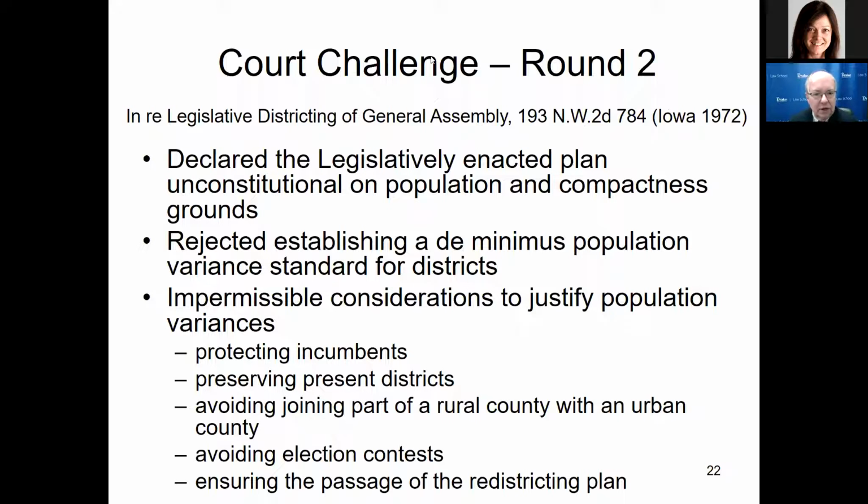And they noted several impermissible considerations that you could not use to justify population variances, such as protecting incumbents, preserving present districts, avoiding joining part of a rural county with an urban county, avoiding election contests, and ensuring the passage of the redistricting plan.